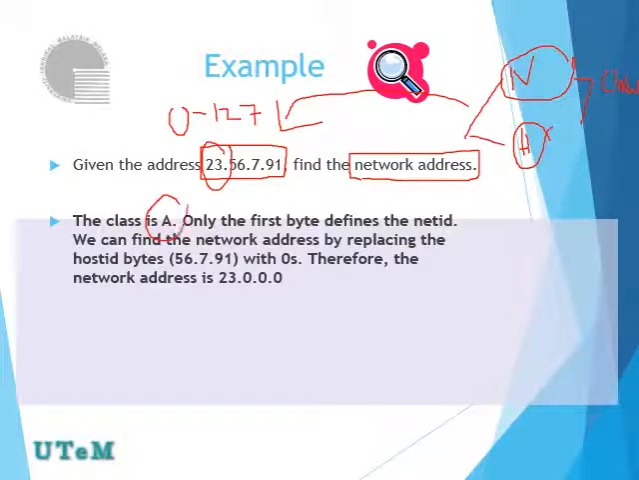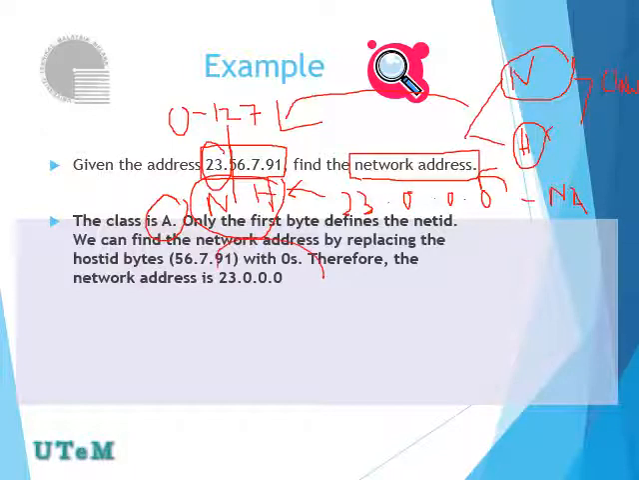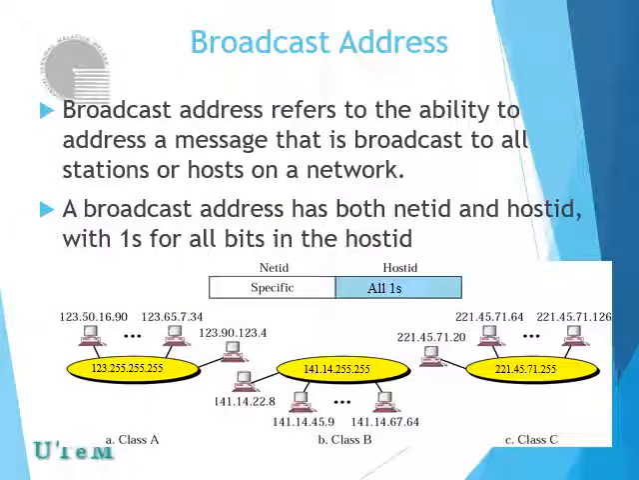Done. Because this is class A, the first octet is net and the rest is host. When you have identified the net and host, you just change the host to all zeros. So now it becomes 23 remains, then 0.0.0, and that is the network address. So this is the answer. Easy, isn't it?